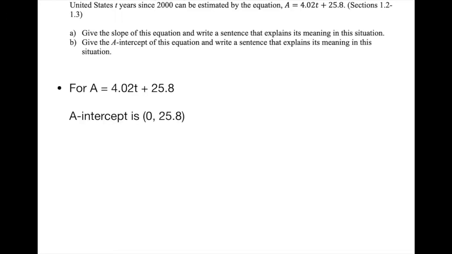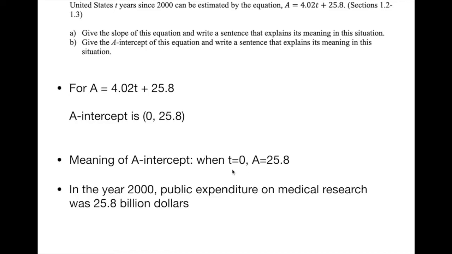Then part B, what is the A-intercept? Again, A-intercept is first coordinate equal to 0, second coordinate is whatever the constant term is, 25.8. And its meaning is coming from when t equal to 0, A equal to 25.8. Then let's look at each part. So t equal to 0. T is the years since 2000. So 0 years since 2000. That's basically in the year 2000.